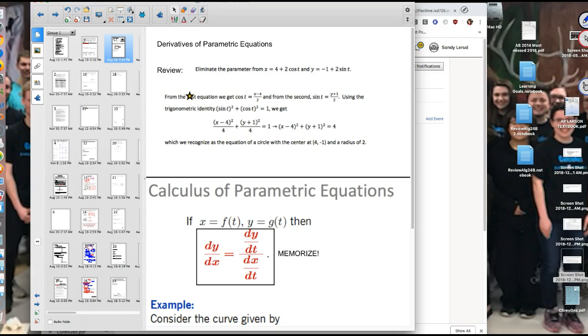Anyway, so you should have subtracted the 4, divided by 2, and squared it, right? Added the 1, divided by 2, and squared it. Sine squared plus cosine squared equals 1. This is the format this one should be in.